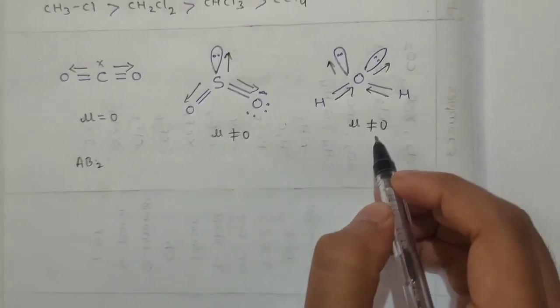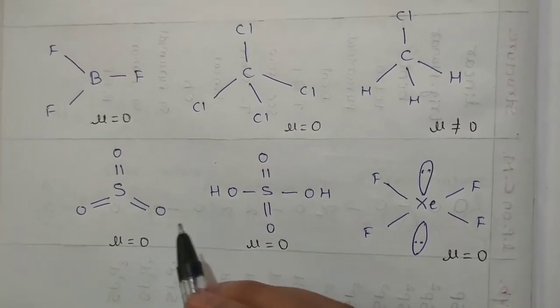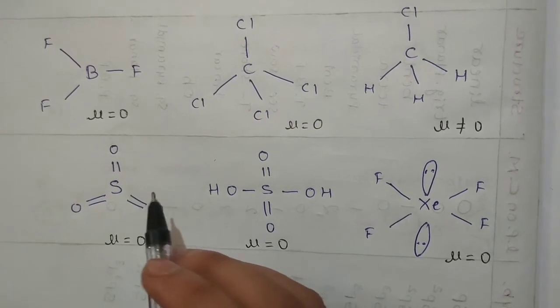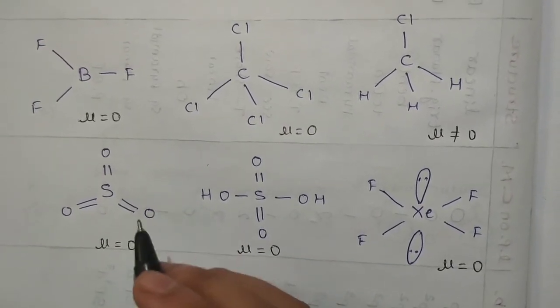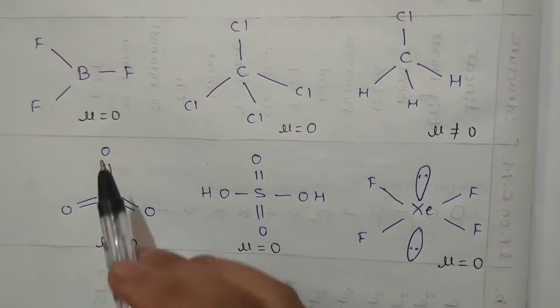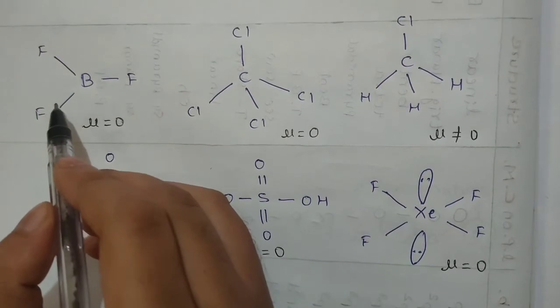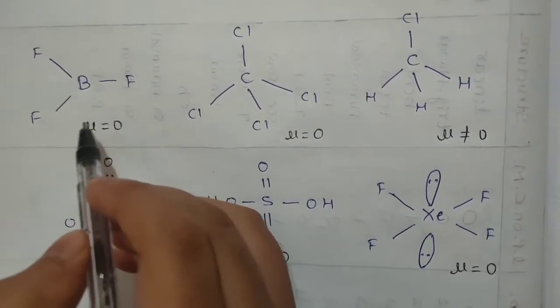So to solve this type of problems, there is one rule I have mentioned: the central atom should not have any lone pair of electrons. This is one condition, then only we can say that it is non-polar, and also all atoms attached to the central atom must be the same. So here all the atoms attached to the central atom are the same, and there is no lone pair of electrons, hence its dipole moment value will be 0.